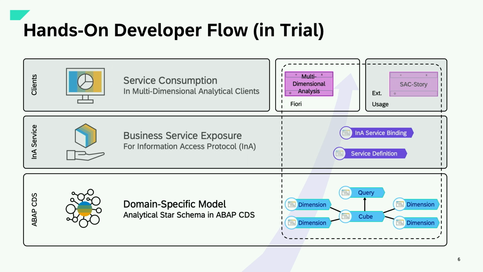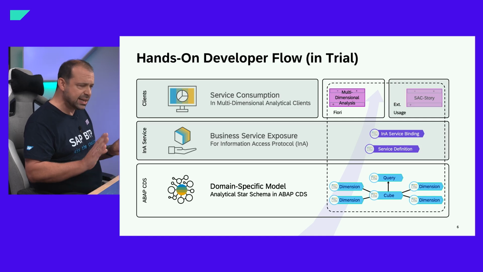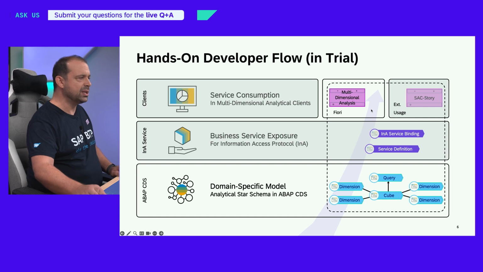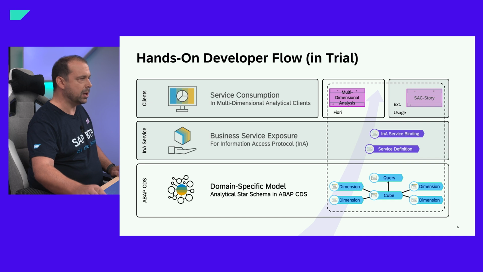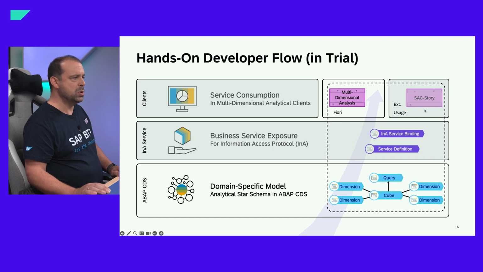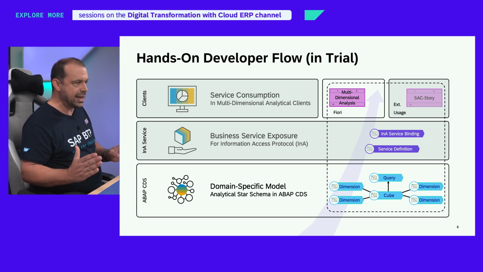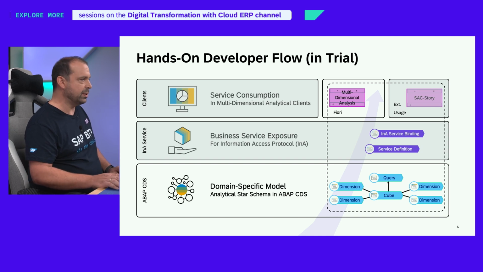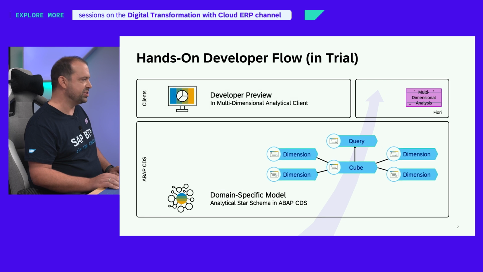Good, but now we come to the flow that you will have in the trial system. This is a little bit different, like I said before. You could theoretically also have service definition and service binding there, but you don't have the option to build multidimensional analysis in the trial systems yet. And we don't have the option to connect an SAC trial to our ABAP trial system. This is unfortunately not possible. Therefore, we will have a little bit of a different flow.